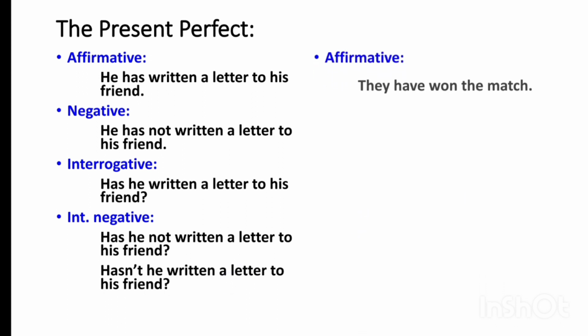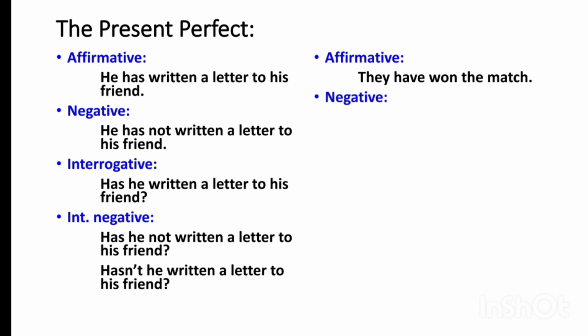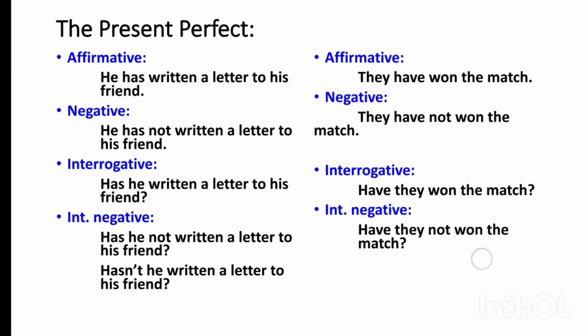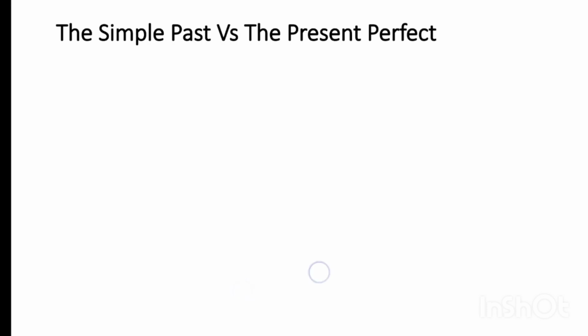Same if we take the example with plural subject. They have won the match. They have not won the match. Have they won the match? Have they not won the match? Haven't they won the match? So all the sentence structures are at one place.